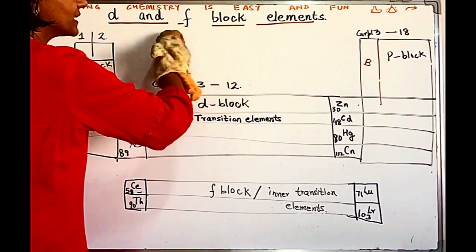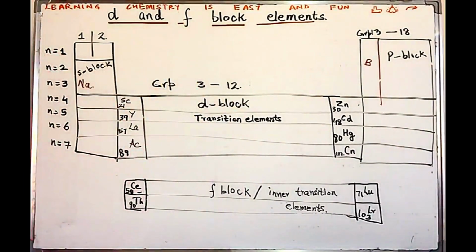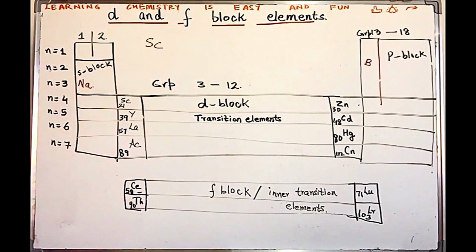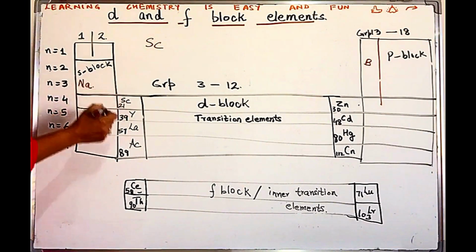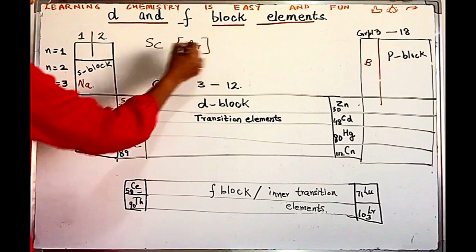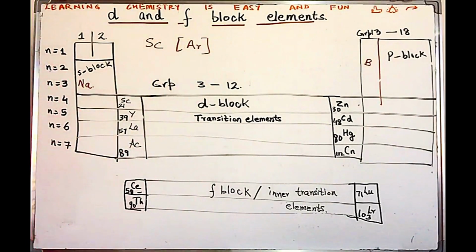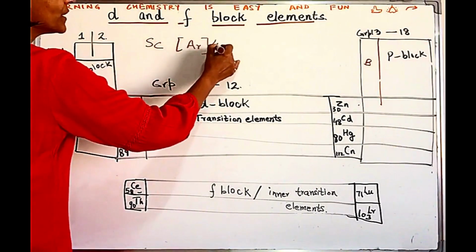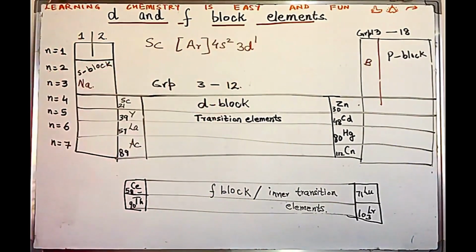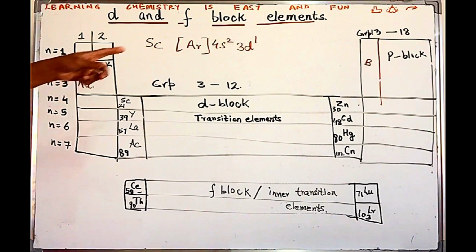How do we write the electronic configuration of scandium? Those who are conversant with writing the electronic configuration in terms of the nearest inert gas can go ahead with that, right? So scandium atomic number is 21, nearest inert gas is argon, atomic number 18, and then we have 4s2 and 3d1, right? Where did I get all this?